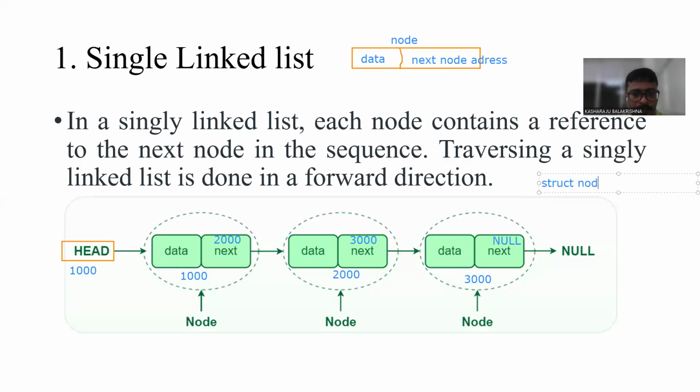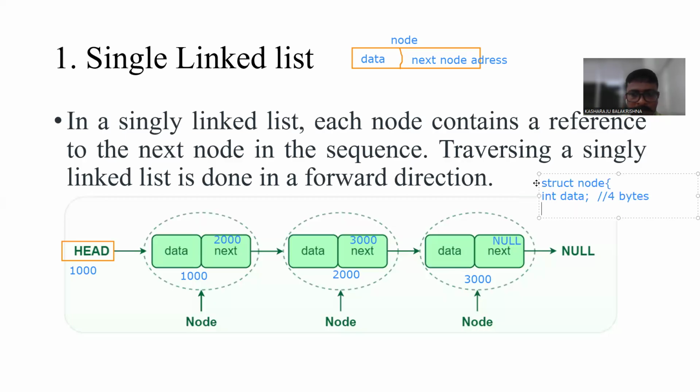struct node. Here you can take any type of data. Here I'm taking integer type, that is the data part. What is the size of this one? Depending upon your compiler, it might take 4 or 2 bytes. Here it will take 4 bytes of memory.